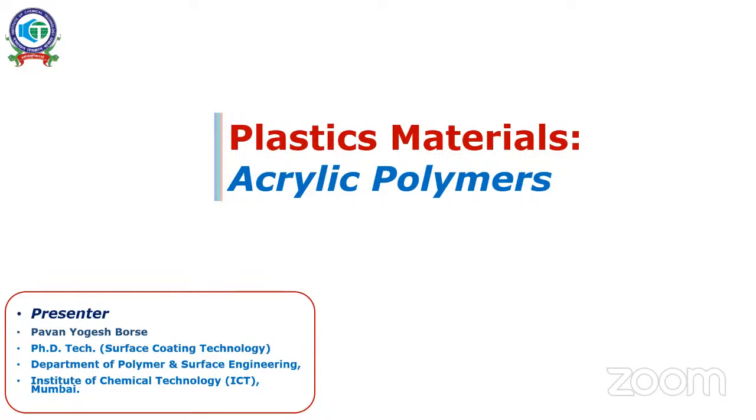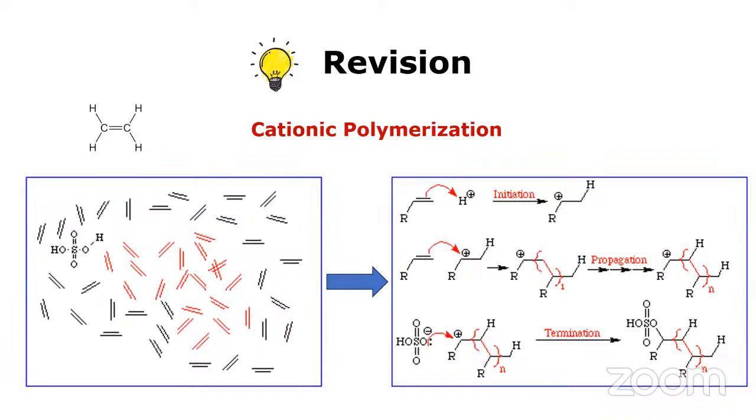We have studied two types of polymerization techniques. One is addition and second is condensation, correct? Yes, sir. So out of which, polyacrylic or acrylic polymers have been synthesized using addition polymerization. In addition polymerization also, we have seen three types of polymerizations. One is cationic polymerization, second is anionic polymerization, and third is free radical polymerization. Correct? So one by one, we will just revise the things. Is it okay to all of you to revise the techniques?